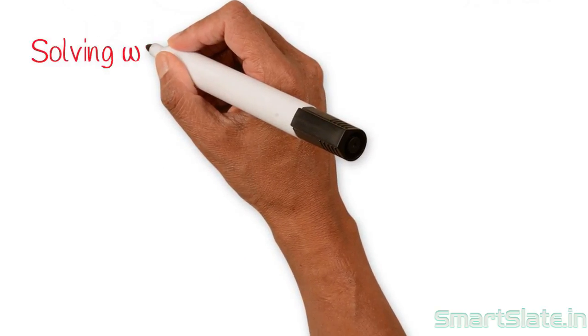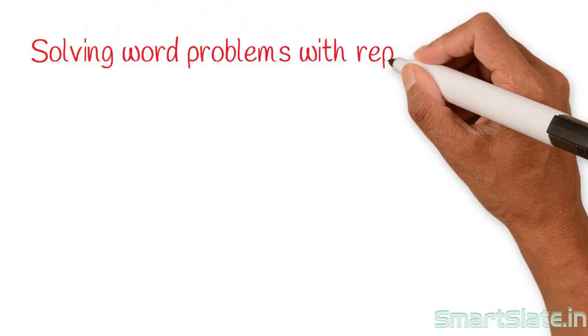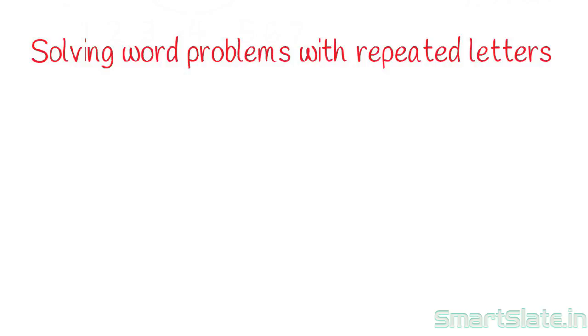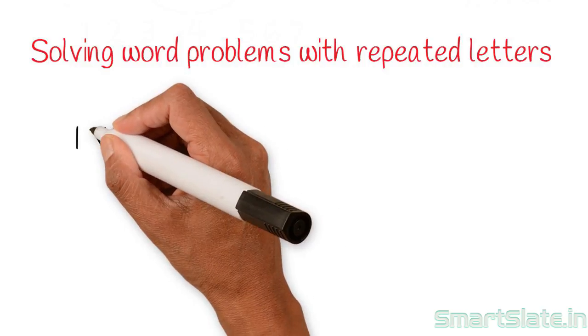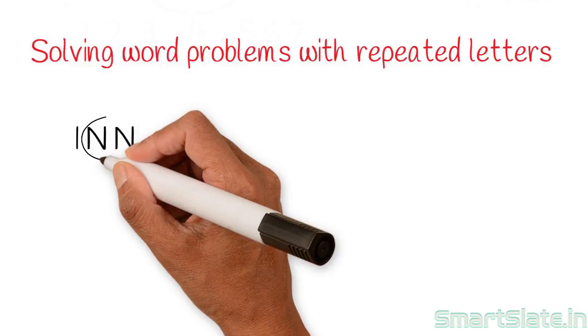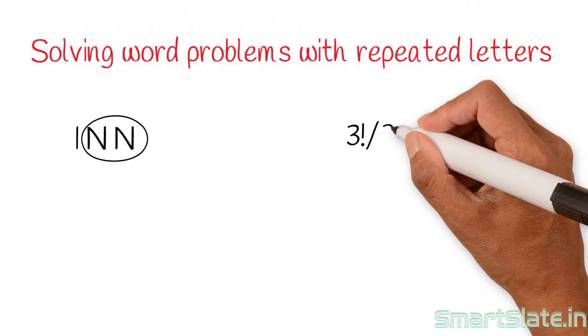Until now, we were using the word education where letters are not repeated. If the word has repeated letters, then approach to solve such problems is a little different. For example, consider a word inn, I-N-N. The possible arrangements cannot be 3 factorial because N is repeated. 2 N's cannot be arranged in 2 different orders. In such cases, you always divide by permutations of repeated letters, that is 3 factorial over 2 factorial.